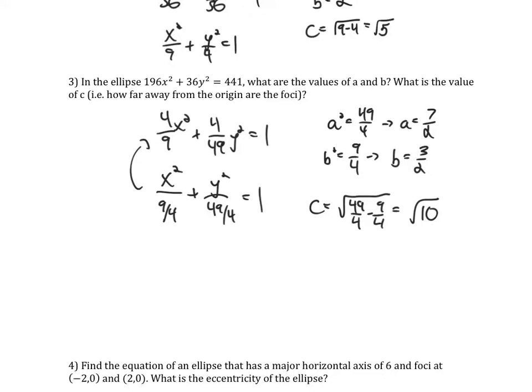Okay. Now again, think for a second, is this a vertical ellipse or horizontal ellipse? Well, the larger value is underneath the y, so this would be a vertical ellipse. All right, then the last problem before I let you guys go.